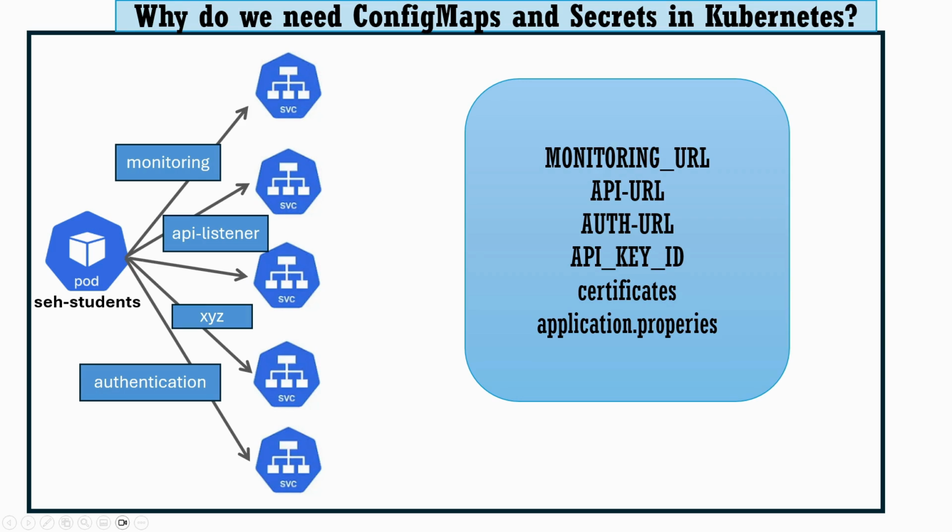Now here is the main point. We should not hardcode these configurations inside the Docker image or anywhere, because if the value changes, we don't want to rebuild the image again and again. So to pass these configuration details into Kubernetes pods in a clean and manageable way, we use ConfigMaps for non-sensitive configuration and Secrets for sensitive data like passwords, tokens, and certificates. That's why ConfigMaps and Secrets are extremely important in Kubernetes, both in real-world projects and in interviews.